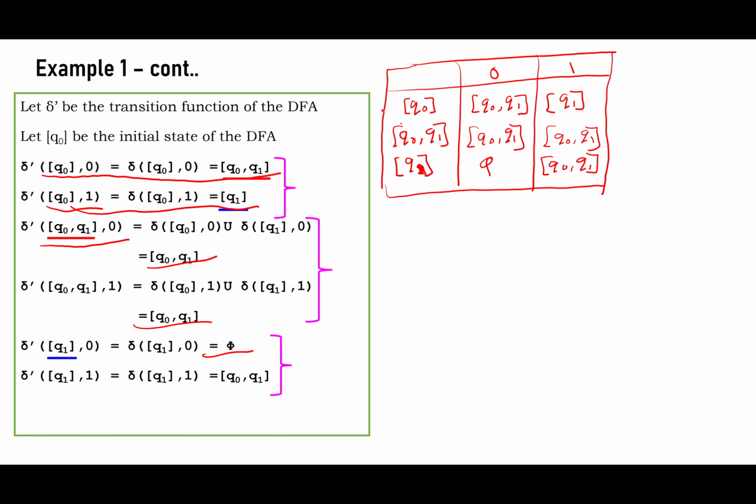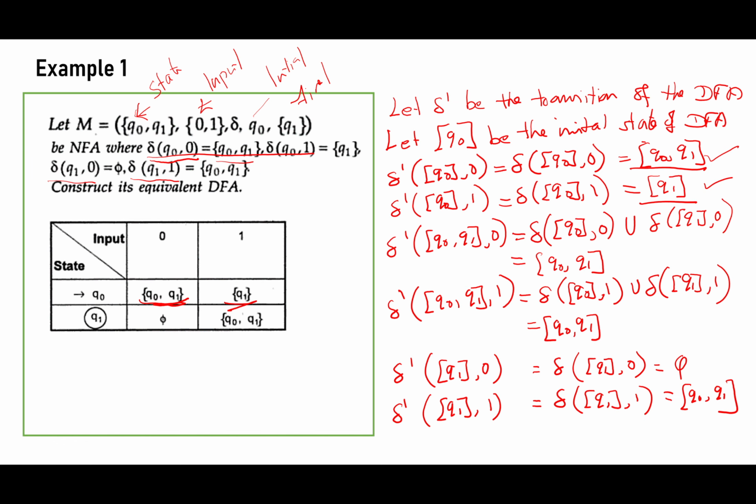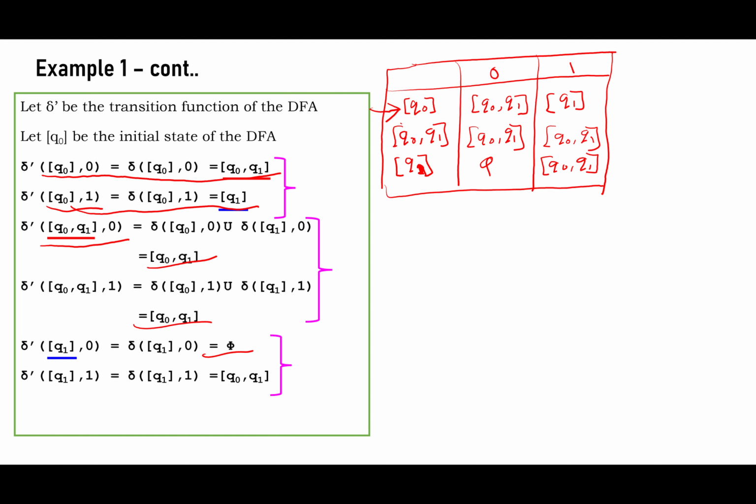So now we know the initial state. Q naught is the initial state, as we already assumed. Then what is the final state? For the NFA, Q1 is the final state. So we have to check whether the state contains Q1. You can see both the states are having Q1, so both the states are considered final states here.